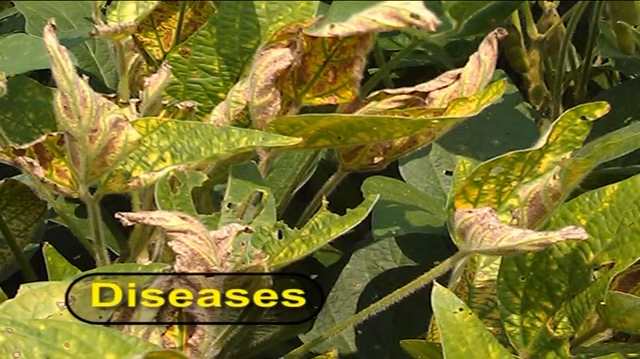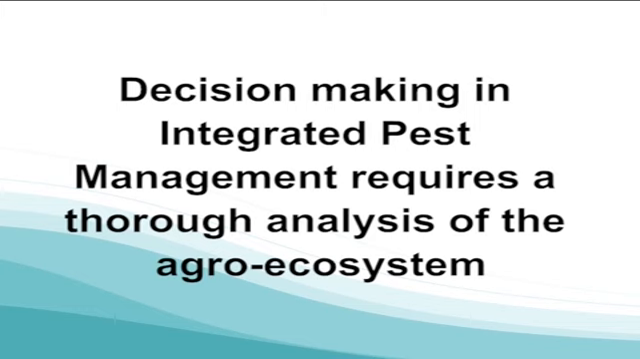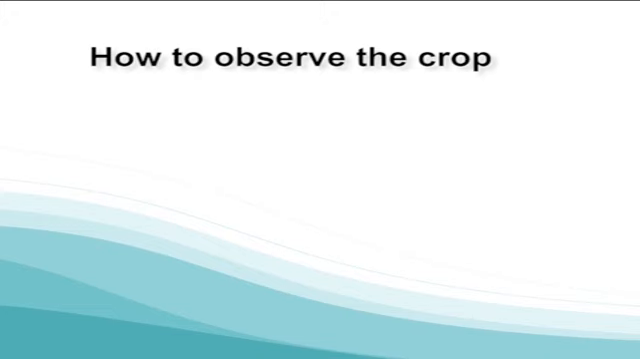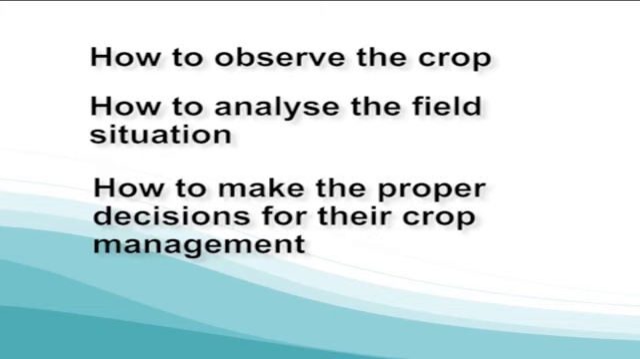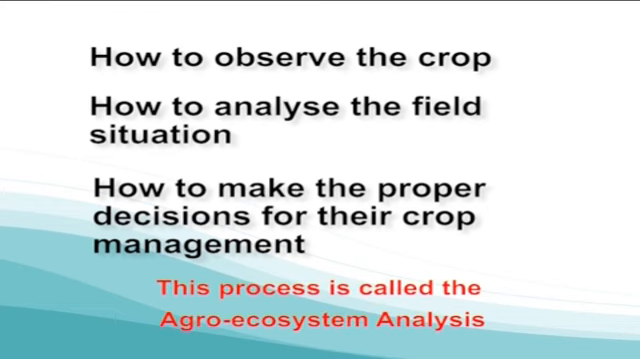pests and diseases. Decision making in integrated pest management requires a thorough analysis of the agro-ecosystem. Participants in integrated pest management training will have to learn how to observe the crop, how to analyze the field situation and how to make the proper decisions for their crop management. This process is called the agro-ecosystem analysis.